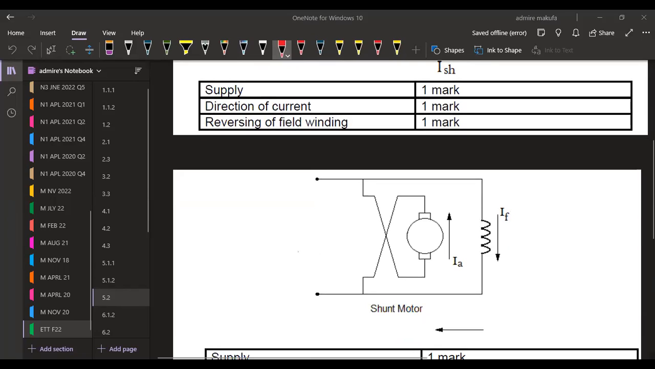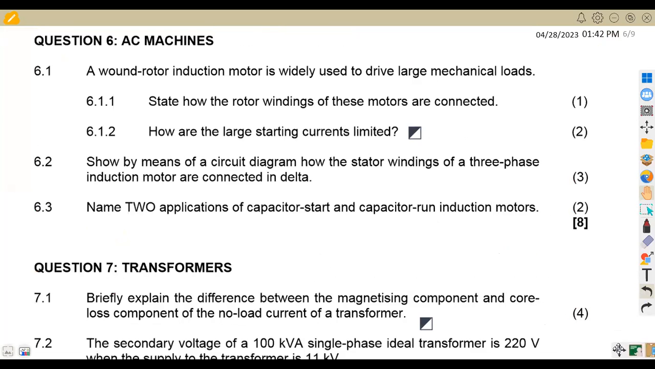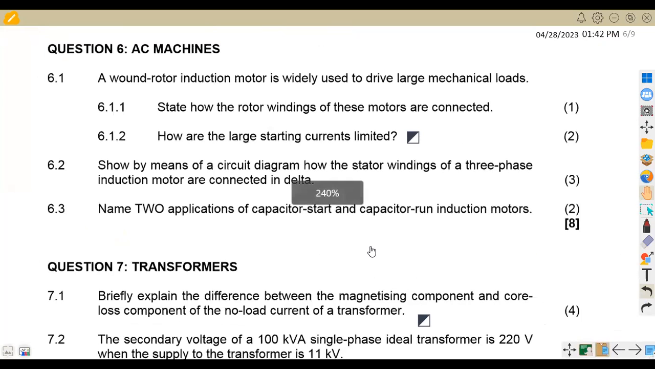So the question is for you to clearly show, to indicate the current flow. This is the most important part. All right. So that was actually 6 marks in order for you to have these diagrams, which means it's an advantage also to know diagrams in electrical trade theory.